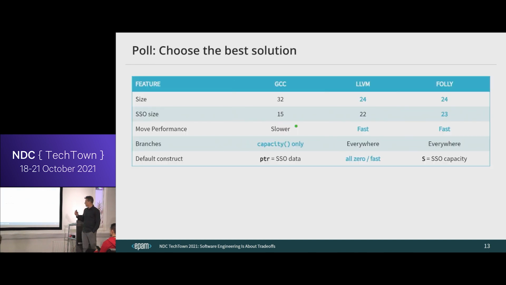Right? So having those 3 designs, please try to find your favorite one. And we are going to find out which would be your choice if you were the architect with all this knowledge, to find out which one will work best for you. GCC size is the biggest one, LLVM and Folly are smaller, so move is cheaper. Small buffer size in Folly is the biggest one. Move performance, fast. Branches, only on capacity here, everywhere in both other cases. Default construction, all 0, fast.